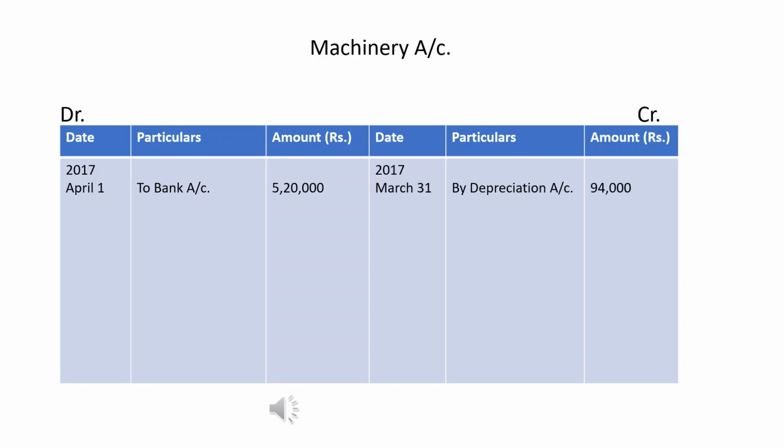Second step will be recording of depreciation for first year. So we will come to the credit side now and we will be posting the amount of depreciation for first year, which we just calculated, 94,000 rupees. So under date we will write 2017. Under that we'll write 31st March because the year is completing for the company on 31st March. Under particulars we will be writing by depreciation account, and under amount we will write the depreciation for first year, that is 94,000.